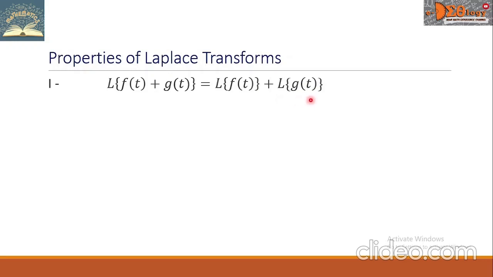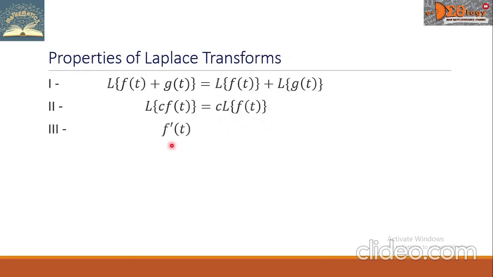Second, when we have a constant multiplied by the function f of t, and we want to take the Laplace transform of this, this is equal to the constant c multiplied by the Laplace transform of f of t.